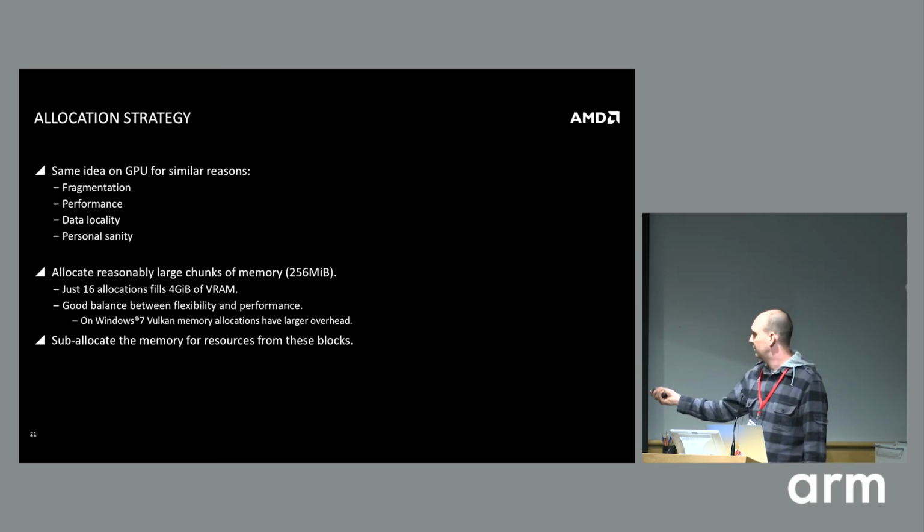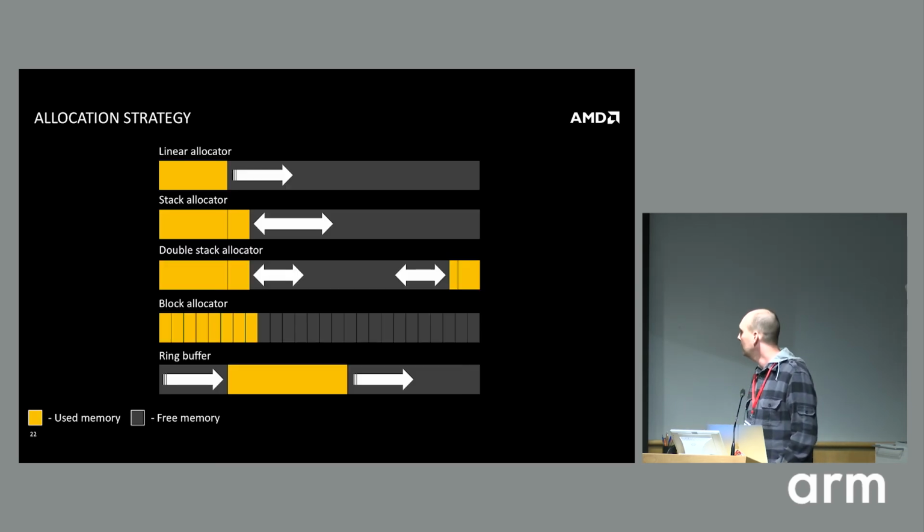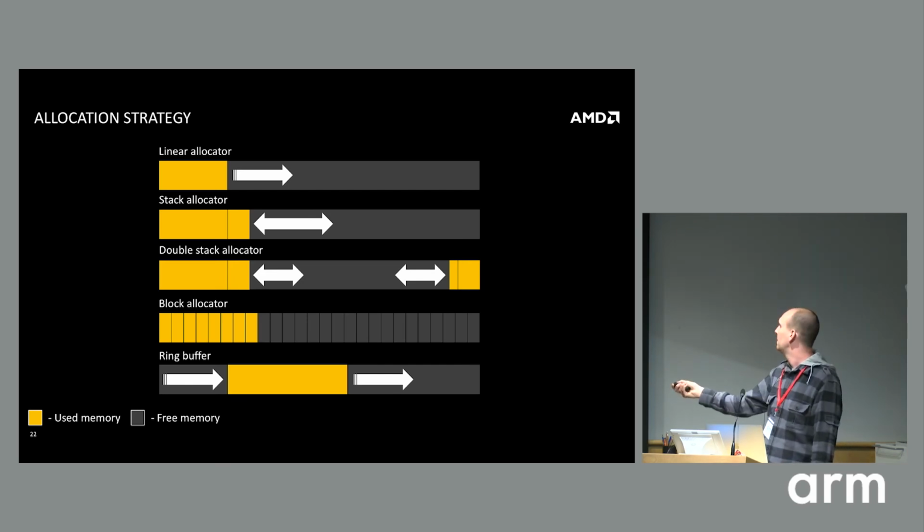Means 16 allocations, you'll fill up 4 gigs of RAM. That's not too bad. And as I said, you just allocate the chunks and sub-allocate within these blocks. So you can use your usual grab bag of tricks from CPU land to manage this memory once you've allocated it. So you could use a linear allocator. You could just have a pointer that you move along every time you put a resource in it.